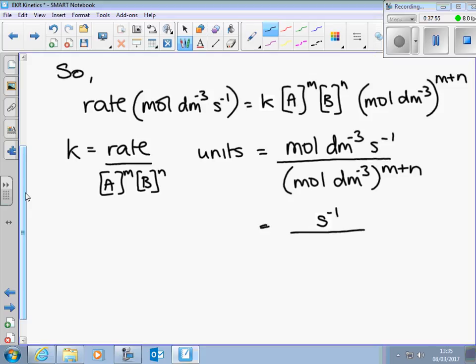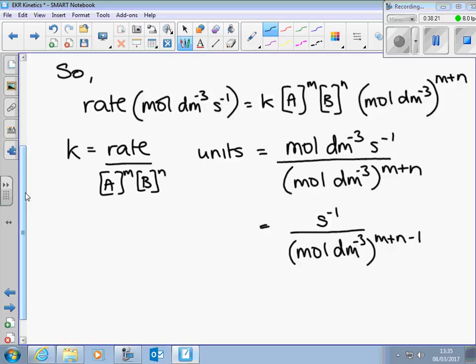I could write them out, is what I think might help. Moles per decimeter cubed to the M plus N. I suppose that's got to go in brackets really, but it doesn't need to. But we've taken one away because we cancelled it with the top. Is everybody getting that okay?